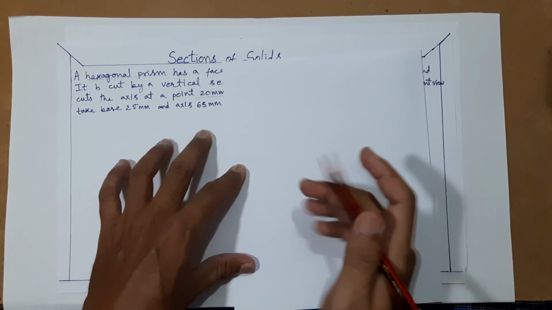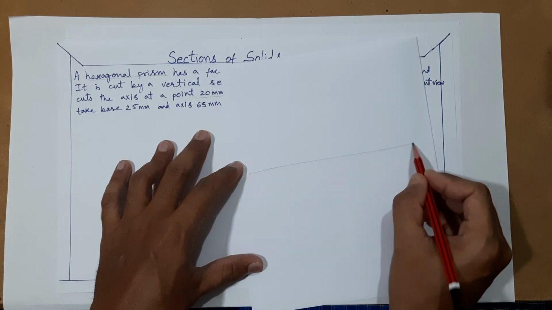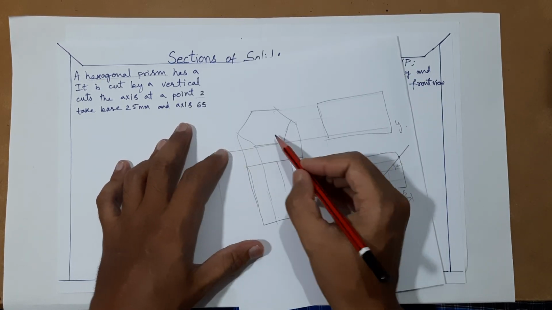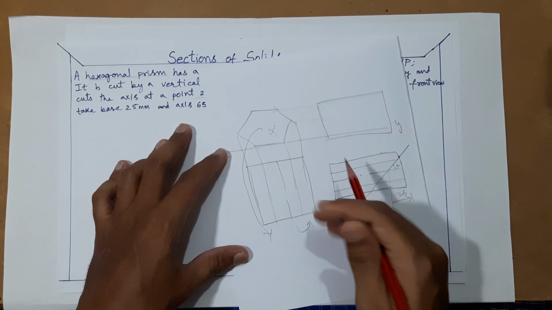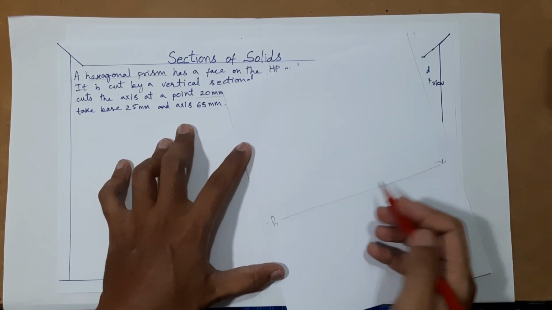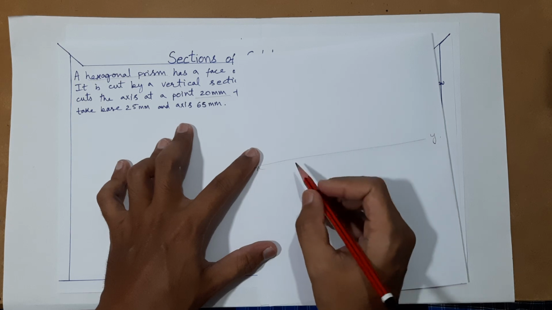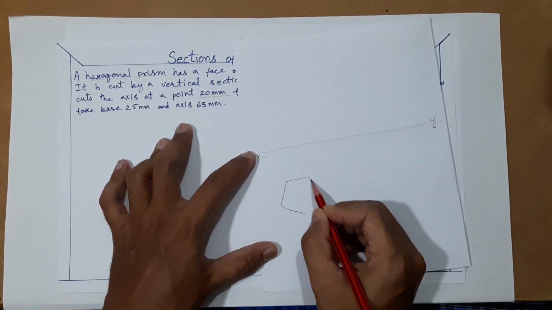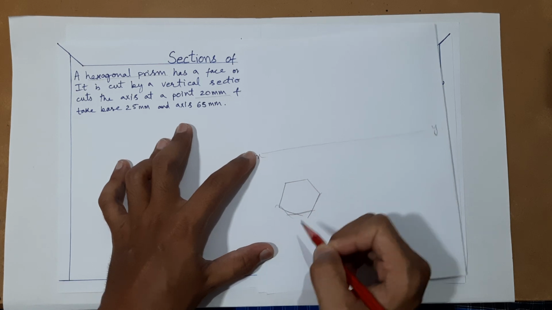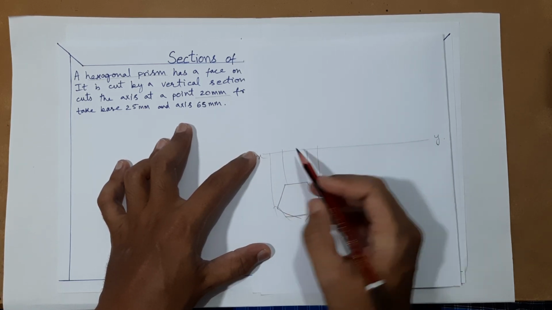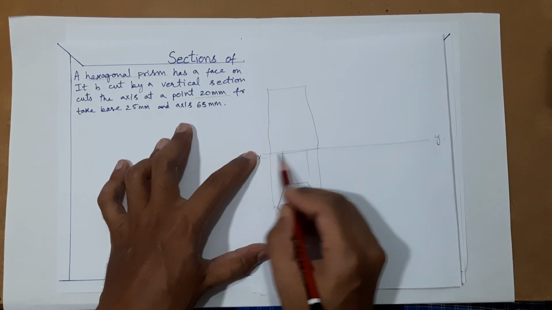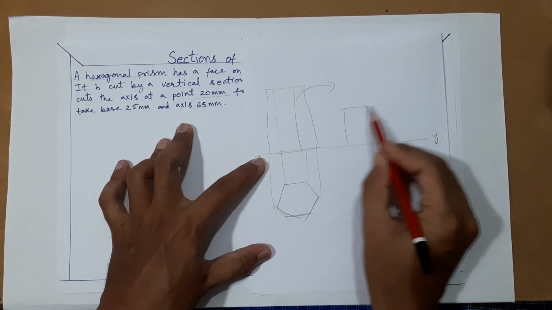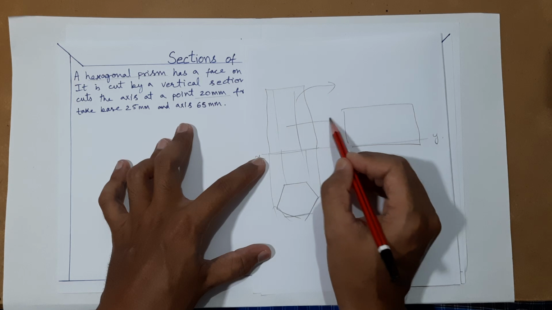So you should not take the first position with a hexagon step. Hexagon you should not draw here, hexagon should come here, flip it, then only you will be getting the answer, otherwise you won't get. So first we will start from the top view like this hexagon, project them upside. Here we will be getting the front view. This front view you re-rotate and draw here in this position.